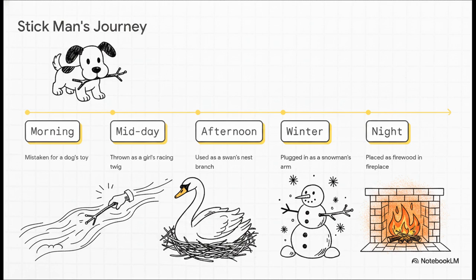In the morning, he's mistaken for a dog's toy. Then, he's a girl's racing twig in the river. Later on, a swan uses him as a branch for a nest. As the seasons literally change to winter, he becomes a snowman's arm, and finally at night, he's mistaken for firewood. Now, for an AI creator, this timeline is basically your shot list. It tells you exactly how your environments and subjects need to shift, scene by scene by scene.